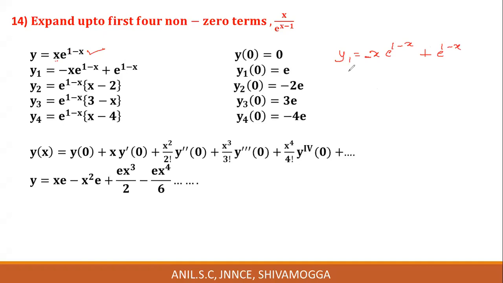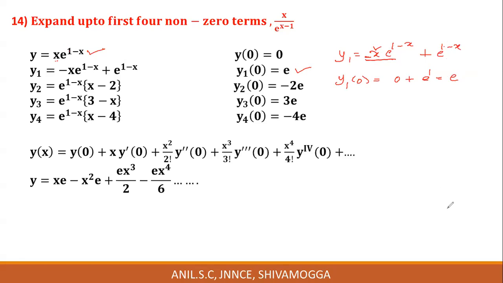Now put x is equal to 0. When x is equal to 0, y1 will be y1 of 0. Since x is equal to 0, this will be 0 and 0 into anything is 0. This is a plus e power 1 minus 0, that is e power 1. E power 1 means y1 of 0 is equal to e.